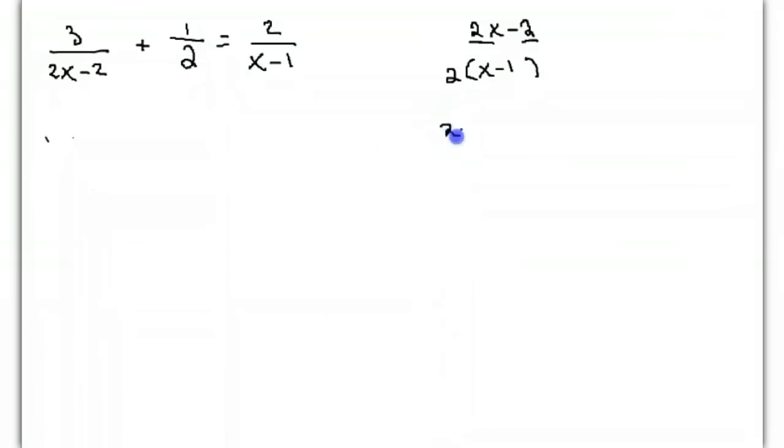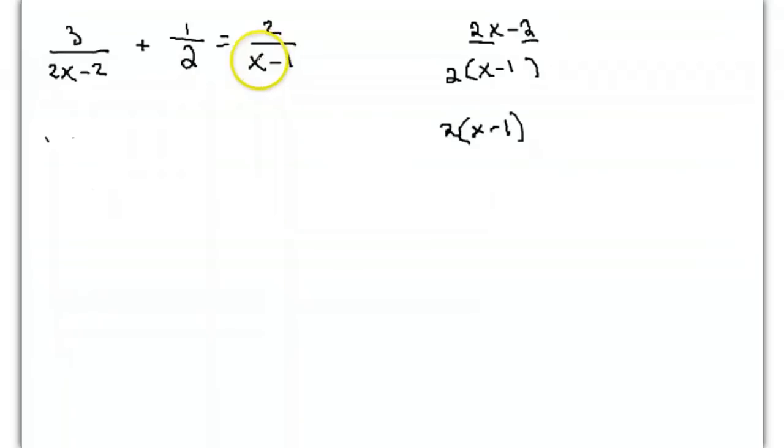And if you pull a 2 out, what times 2 will give you 2x? That's just x. And then what times 2 will give you negative 2? Negative 1. And that's how you get the 2 parentheses x minus 1. The reason why you do it like this is, this denominator, this 2x minus 2, is really a 2 times x minus 1. You got a 2 here and an x minus 1 here.